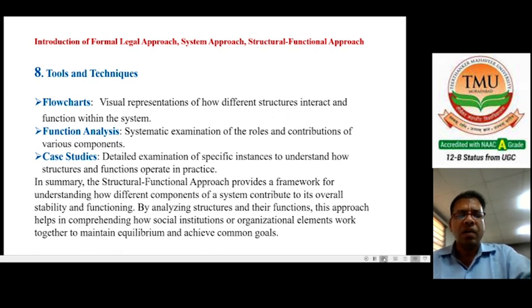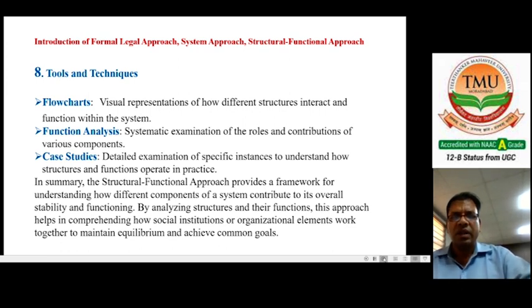In summary, the structural functional approach provides a framework for understanding how different components of a system contribute to its overall stability and functioning, by analyzing structures and their functions. This approach helps in comprehending how social institutions or organizational elements work together to maintain equilibrium and achieve common goals.